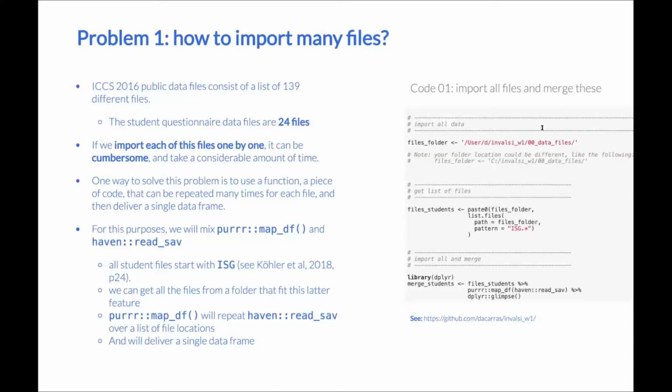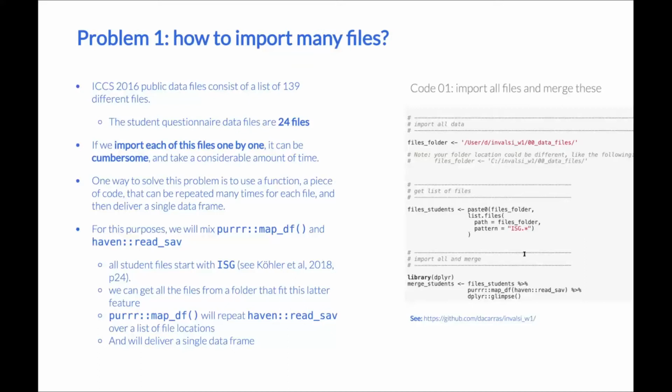So the following code that is at the right side of the handout, first, is establishing an object that says where you have the data files located. Then in a second step, it is going to go to that location and search for all the files that fit the following pattern, the ISG.